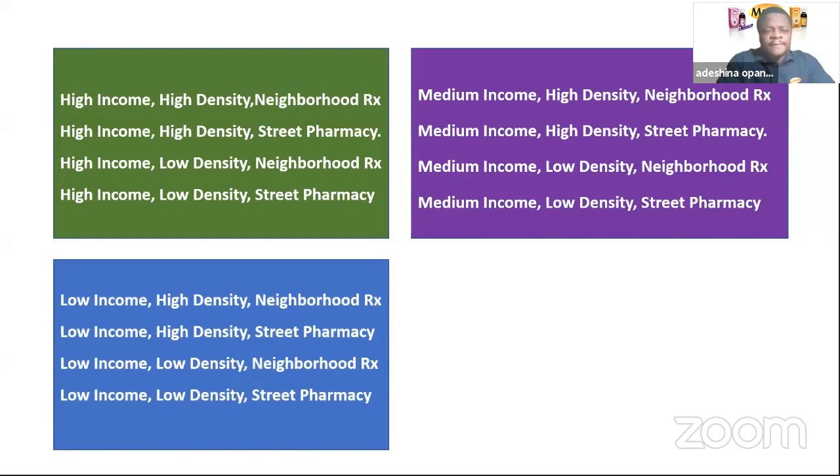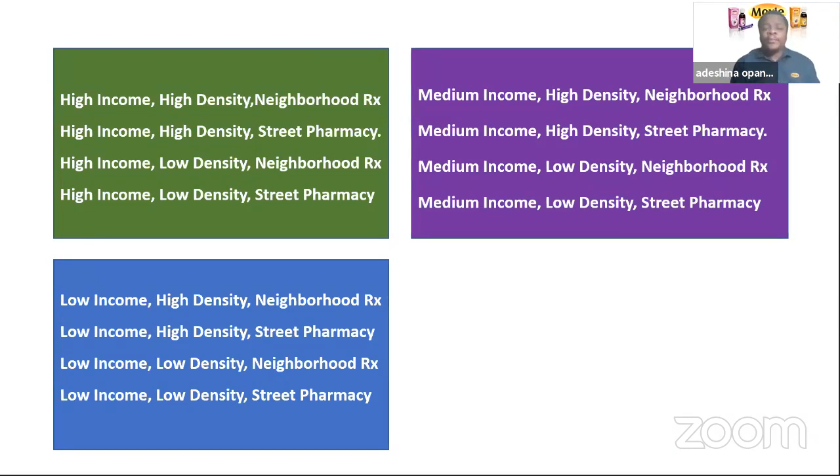Then the next one is low income, high density neighborhood, low income streets, low income, low density. My dear colleagues, please, I beg you, don't be found strategically locating yourself in a low income, low density neighborhood or street pharmacy. It simply means that the people there can't afford, and there are not many. And what that simply tells you is that you're going to struggle for a long time.